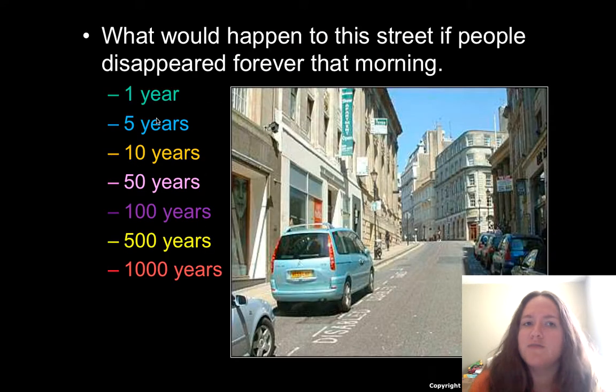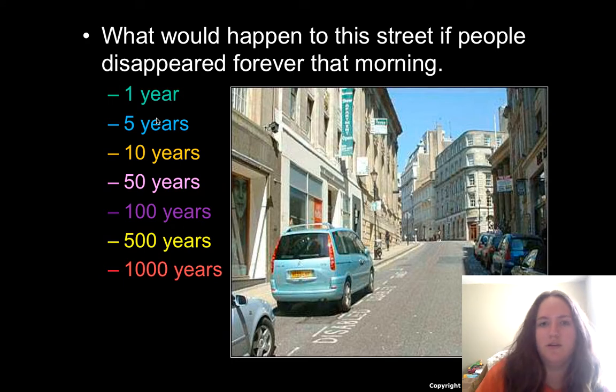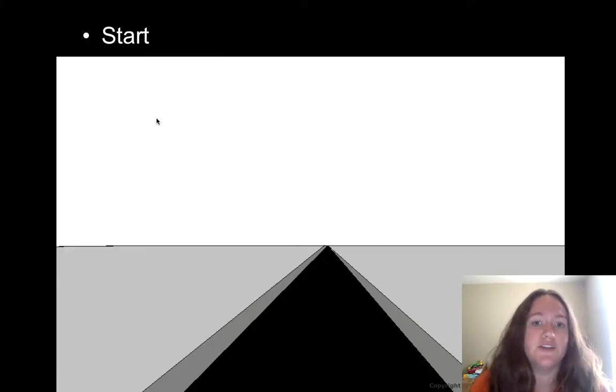So I'd like you to imagine for a moment what would happen to this street if people disappeared and never came back. If you've ever watched Life After People or anything like that, that's kind of what we're talking about here. Think about what it would look like after 1 year, going all the way up to 1,000 years. This is kind of what you would imagine probably to start.